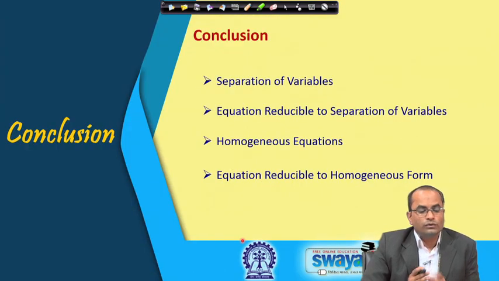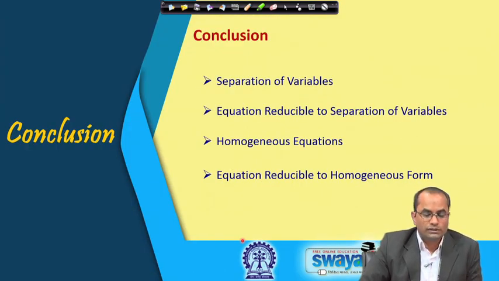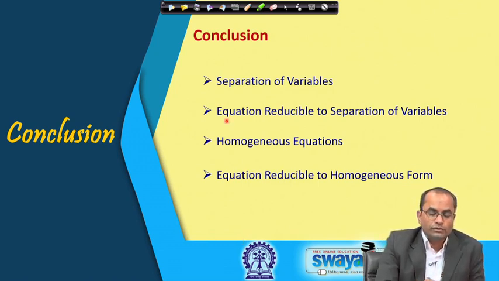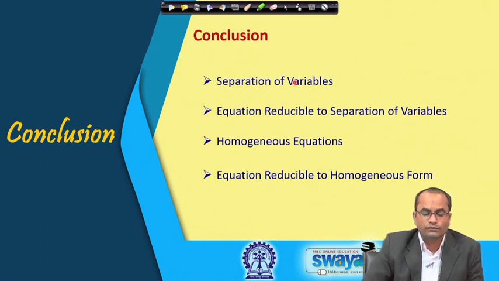Well, so we come to the conclusion now. This is what we have learned today, the separation of variables. It was a kind of review, because many of you are already aware of all these techniques, and we have also discussed the equation reducible to the separable of variable form. We have also discussed the homogeneous equation and the equation reducible to the homogeneous form.